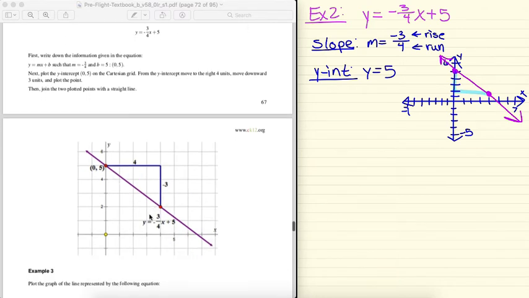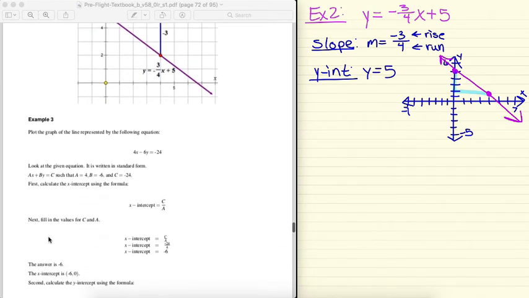Notice in the textbook they did it a little different. They apply the run first and then the rise. I don't love that because I like to go in order of numerator then denominator, but it clearly does not make a difference. Okay, so whichever one makes the most sense to you, go forward with that method.